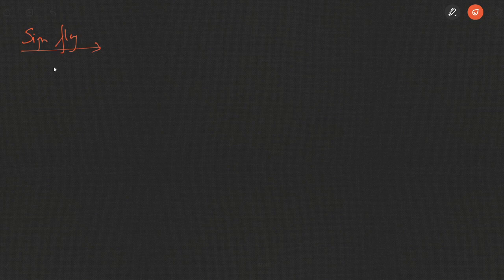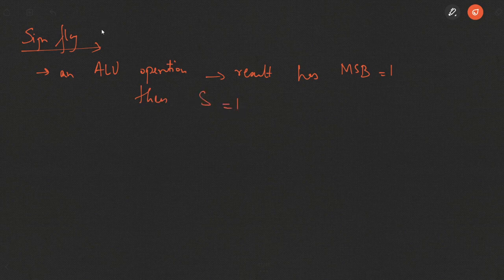Whenever an arithmetic or logical operation takes place on a data byte and results in a data byte whose MSB is 1, the sign flag will be set, otherwise it will be reset. So following an ALU operation, if the result has MSB equal to 1, then the sign flag is set, or else the sign flag is reset. This can actually be used for interpretation.